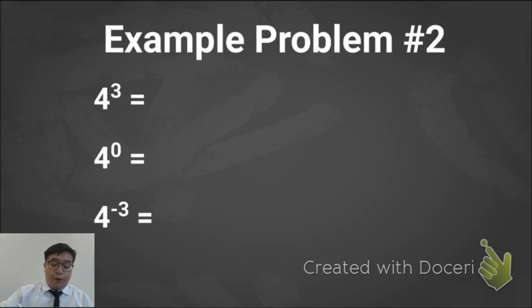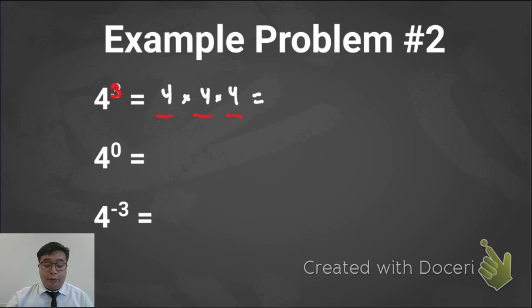All right, let's go over our second example problem. Here I have 4 to the 3rd power, and using my definition of exponents, that means I'm going to have to multiply a total of 3 times, and what's being multiplied are all of these 4s. So 4 times 4 times 4, that's going to equal 64.